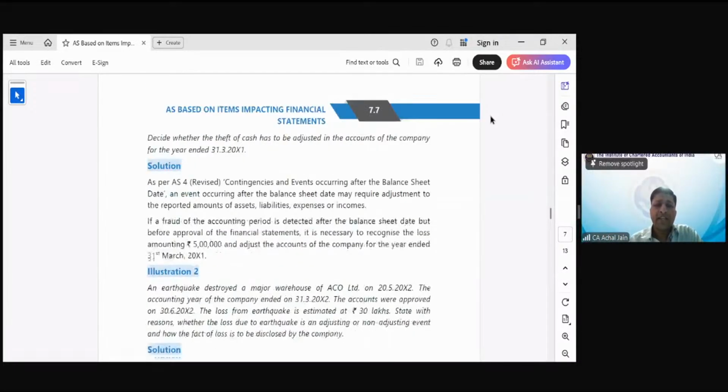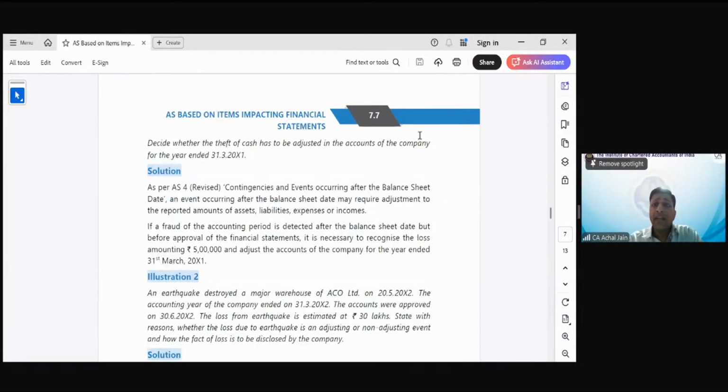Now, next example. An earthquake destroyed a major warehouse of this company on 20th May X2. The accounting year of the company is ending on 31st March X2. So again, we have the financial year, and this earthquake has taken place after the financial year. Accounts were approved on 30th June.